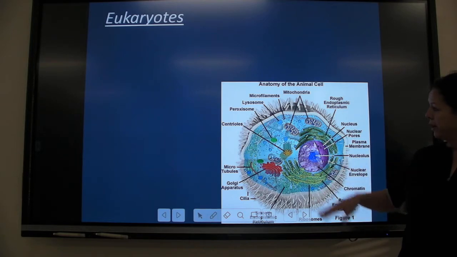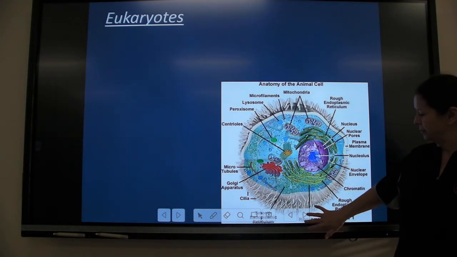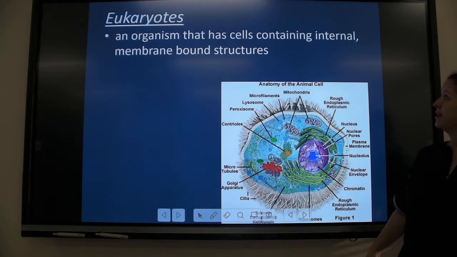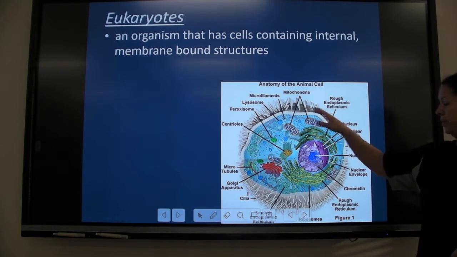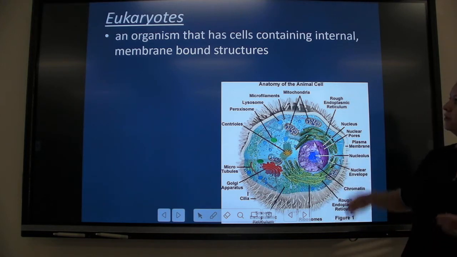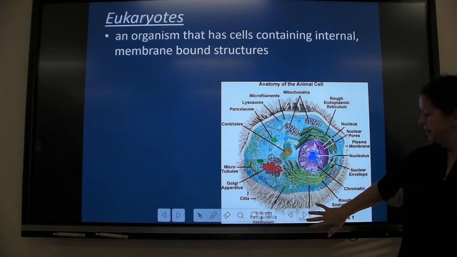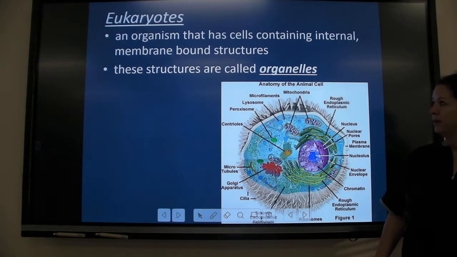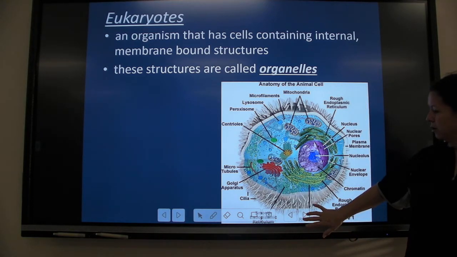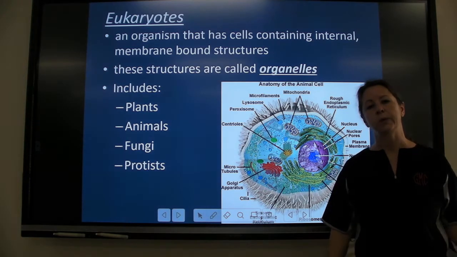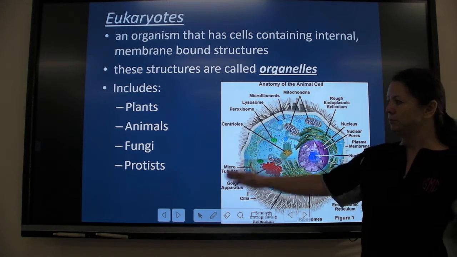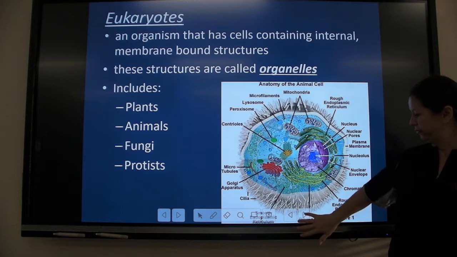All right, and then eukaryotes are those that we've been talking about so much. These are organisms that have cells that contain those internal membrane-bound structures. So all the organelles that we've learned about, that makes them eukaryotes. So those structures, as we know, are called organelles. And the four eukaryotes that we know about are plants, animals, fungi, and protists.